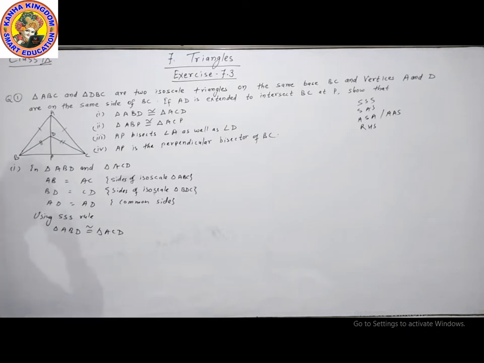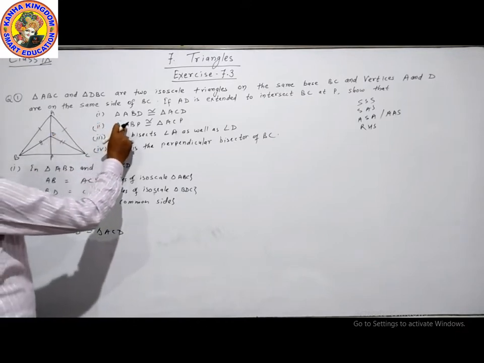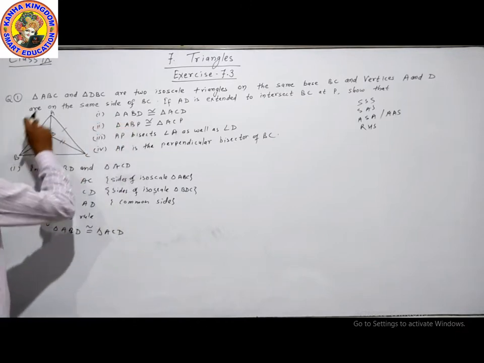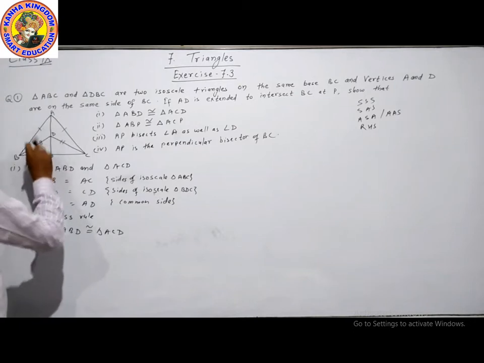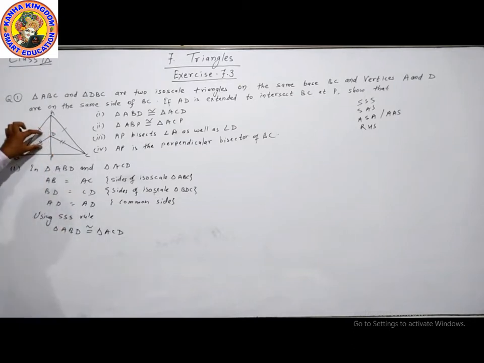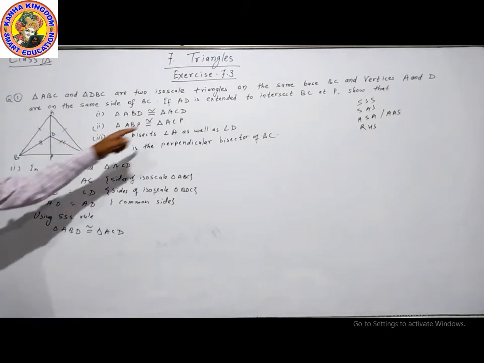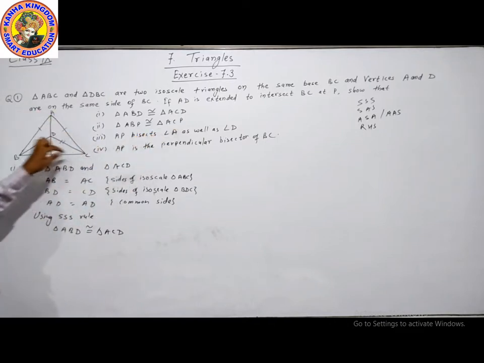These triangles are congruent. The second question is triangle ABP, this one, this triangle, and triangle ACP, this triangle. These triangles are congruent.